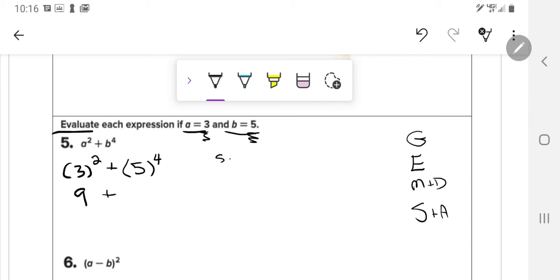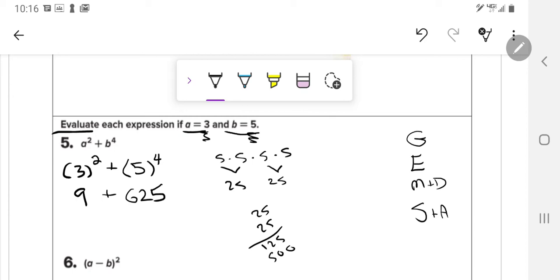to the fourth. I know that 5 times 5 times 5 times 5. I know that this gives me 25. This also gives me 25. And 25 times 25 is going to be 125, 50, so that's going to be 625. Now we're going to add those up, and that gives us 634.